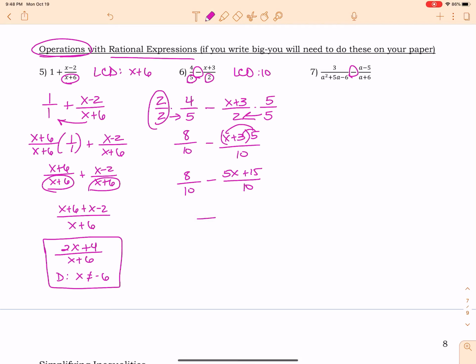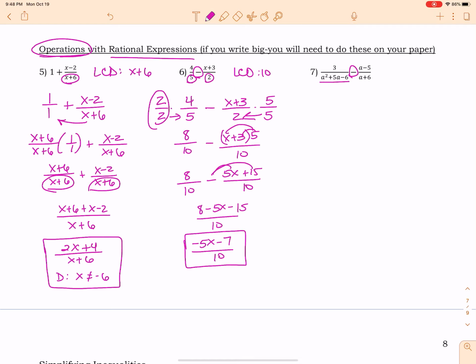And now we can write it as one fraction. So 8 minus 5x minus 15. You have to distribute the negative. Okay, let's tidy this up. I've got negative 5x minus 7 over 10. I don't have any domain restrictions because I don't have any variables in my denominator. All right, let's look at number 7.